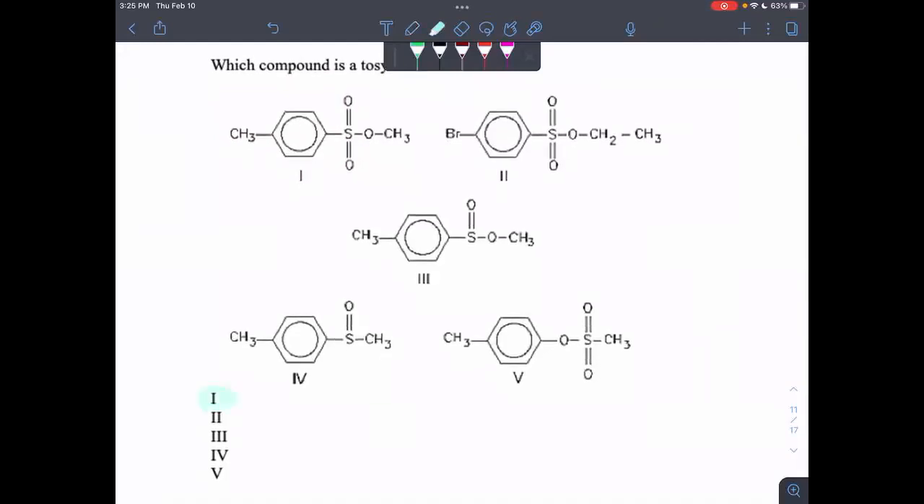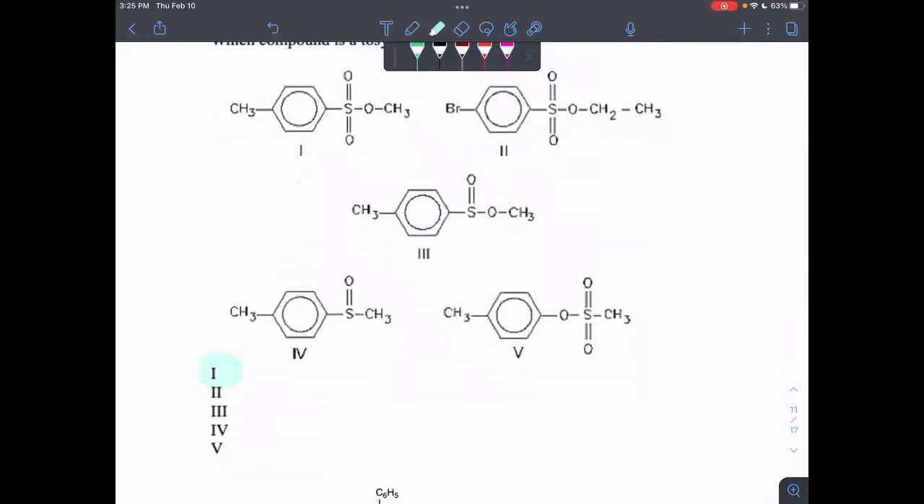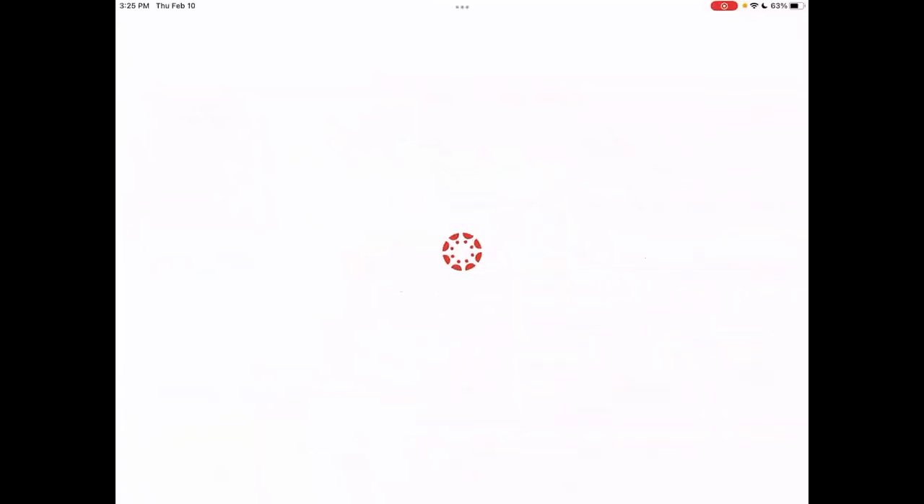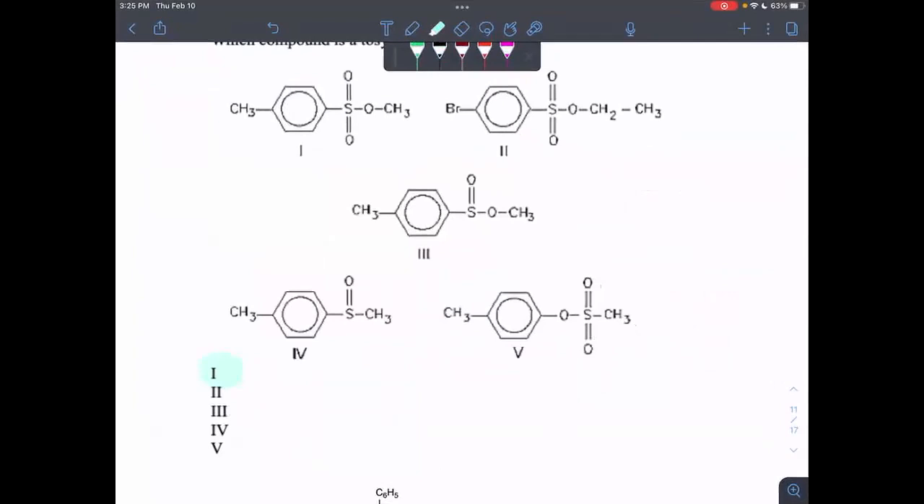Okay, so this one we said was on that sheet you just showed us also. Is the structure of it on that sheet? Oh, I don't remember. Let's see. Oh no, it's going to reload. Never mind.